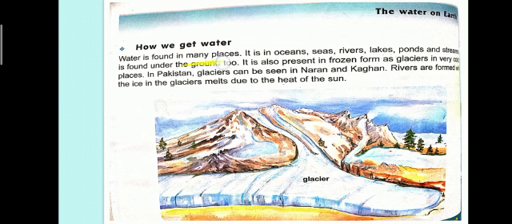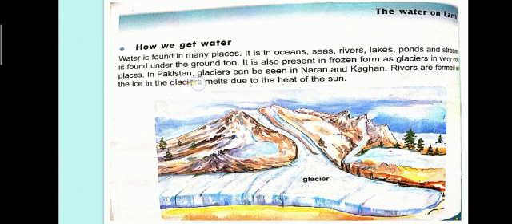Water is found in many places. It is in oceans, seas, rivers, lakes, ponds, and streams. It is found under the ground too. This underground water is usually used by the plants. It is also present in frozen form like glaciers in very cool places. It means the places which are very cold, like hilly areas, have water in the frozen form, which we call a glacier.